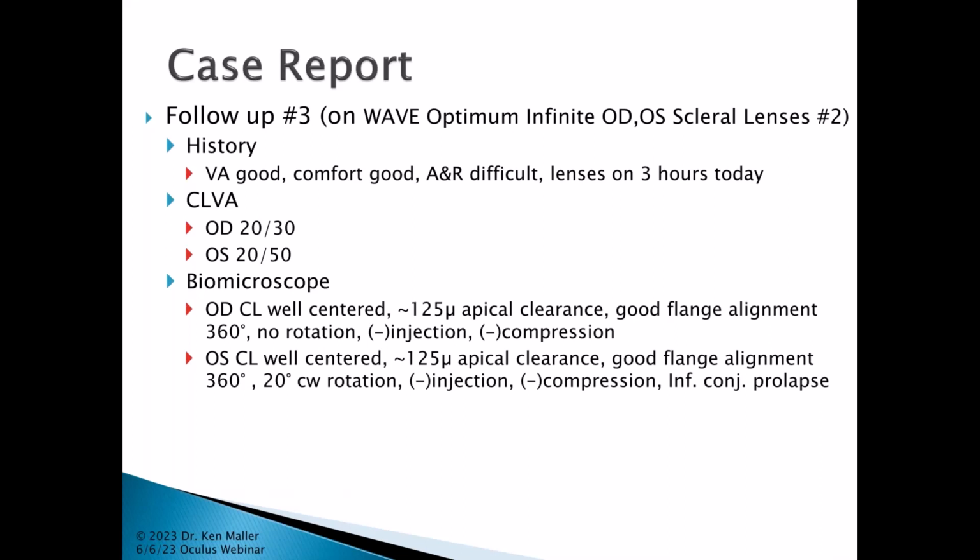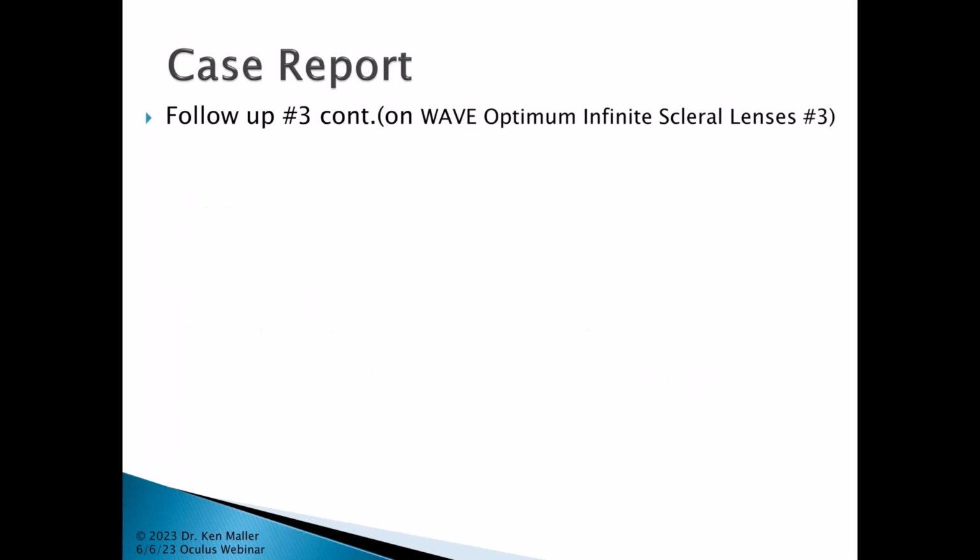The left lens, however, although I was happy with the way it was fitting, I noticed there was some inferior conjunctival prolapse. Took a couple of days for that to show up, and that was probably because I had increased the limbal clearance inferior a little too much because of that very, very depressed inferior portion of the cornea. I took the lenses off myself. They easily came off and there was no staining whatsoever. So the eye was fairly happy with the lenses.